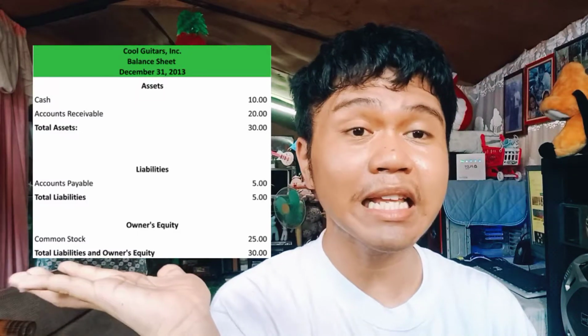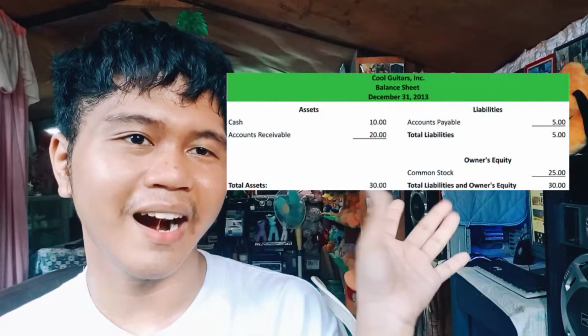Followed by the liabilities and the owner's equity. So it looks like this. So it is vertically arranged. While in the account form, on the other hand, the assets are on the left side, while the liabilities and the owner's equity are on the right side. So it looks like this. So it is horizontally aligned. Get it?